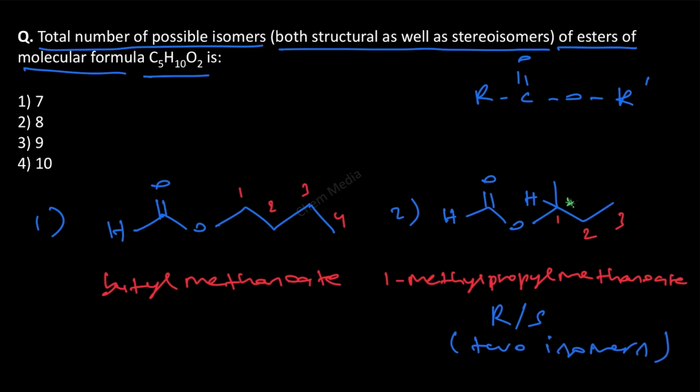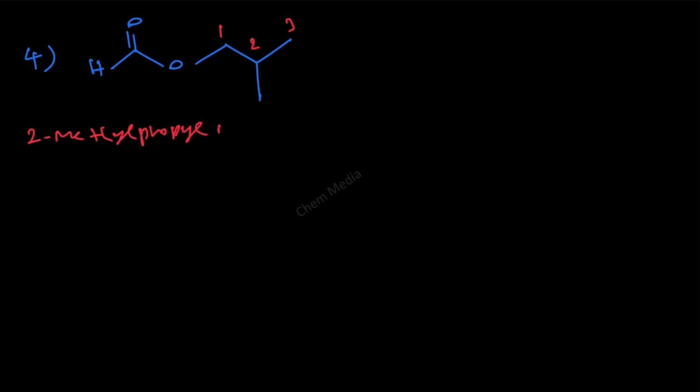So therefore I am going to write number 4 because these are two isomers. I am going to write it as number 4 so that we don't miss the count. And then number 4, we can also write 2-methyl propyl methanoate. That would be hydrogen and then C double bond O and then 1, 2, 3 and then a methyl group at second position. So this is 2-methyl propyl methanoate.